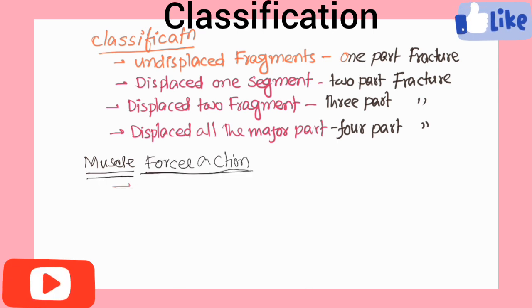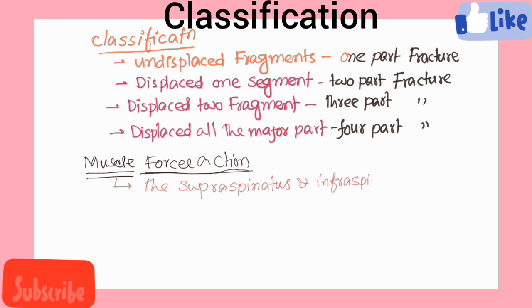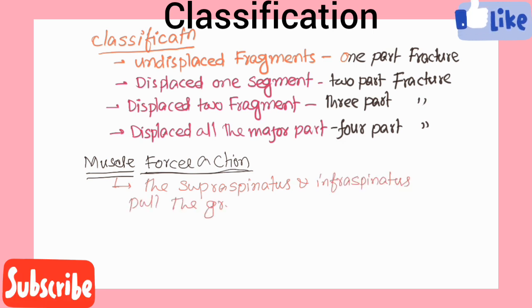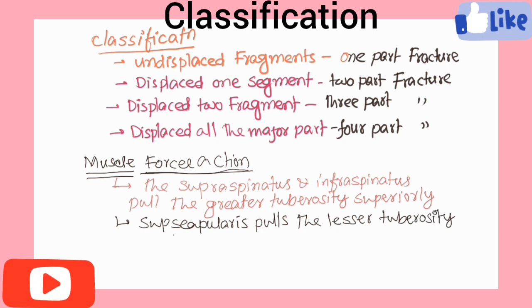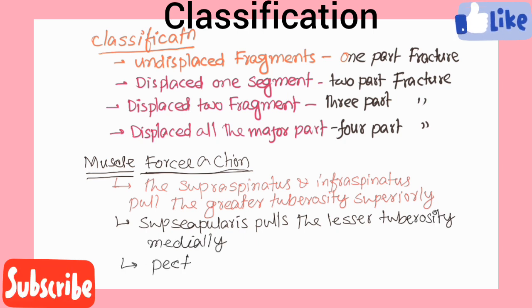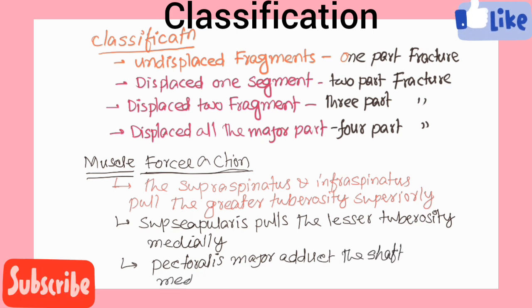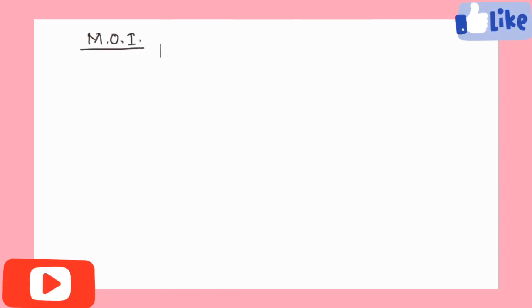Muscle force of the fracture: the supraspinatus and infraspinatus muscles pull the greater tuberosity superiorly. The subscapularis pulls the lesser tuberosity medially. The pectoralis major muscle adducts the shaft medially. The mechanism of action is a pull on the outer side of the hand.